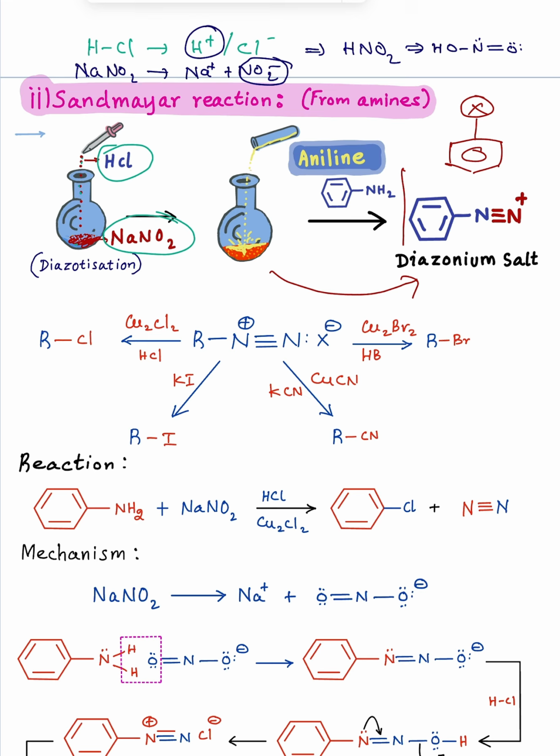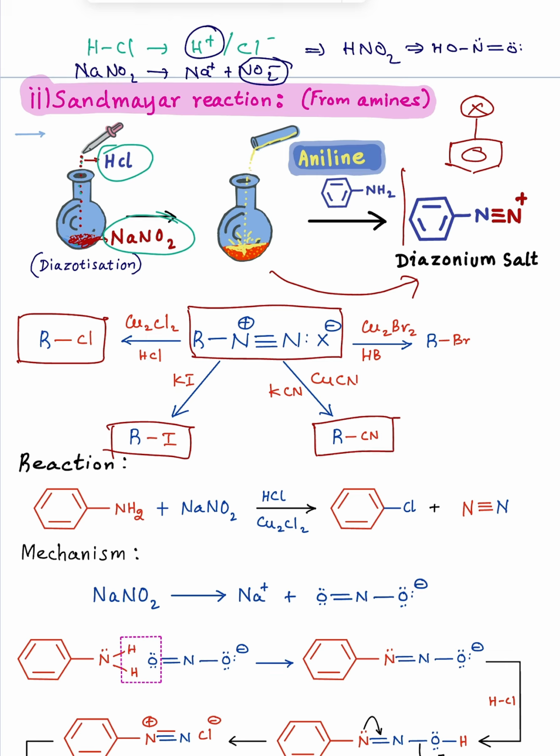So now I got the diazonium salt derivative. To the diazonium salt derivative, I need to add the cuprous chloride. Now what will happen? I am going to get the corresponding aryl chloride. If I treat the diazonium salt with potassium iodide, I get the aryl iodide, and with copper cyanide I get cyanobenzene. Whether R group or benzene ring, the corresponding benzene derivatives are there. So here I am going to get bromobenzene, cyanobenzene, iodobenzene and so on.